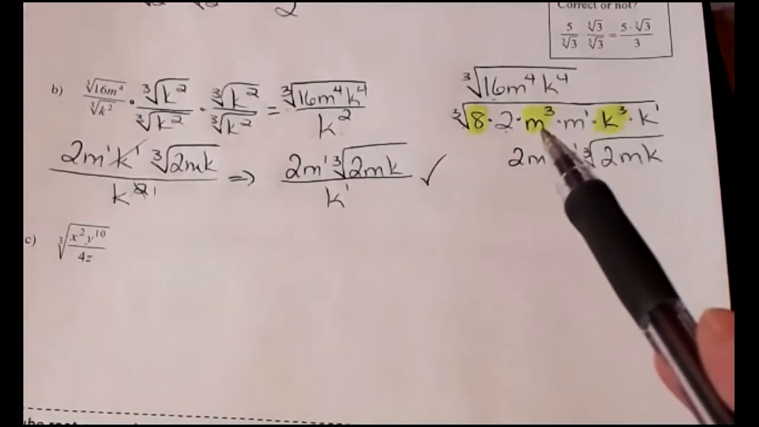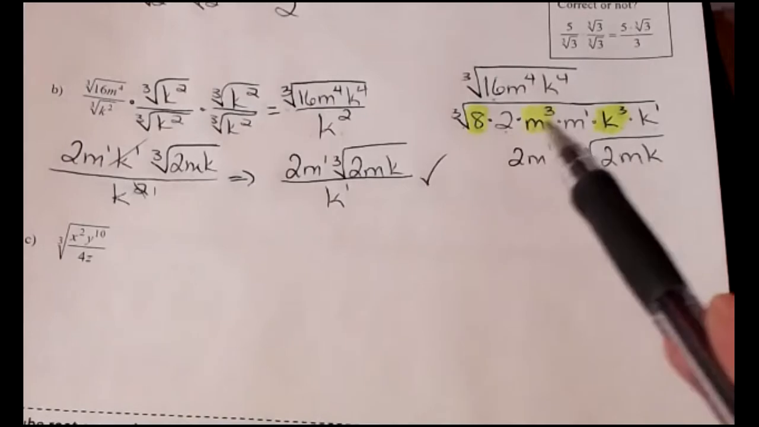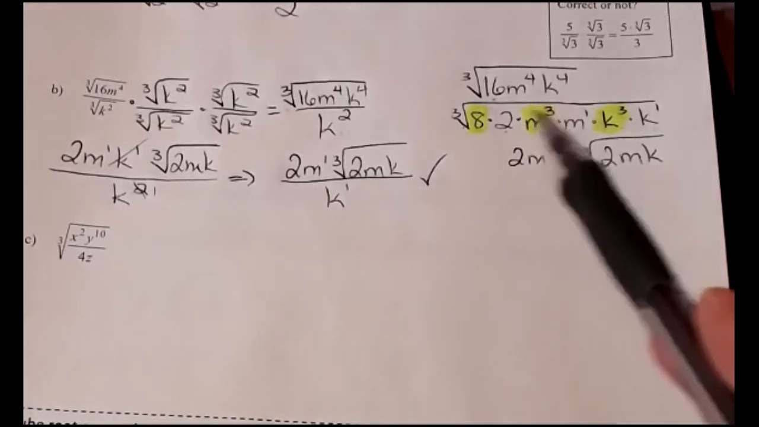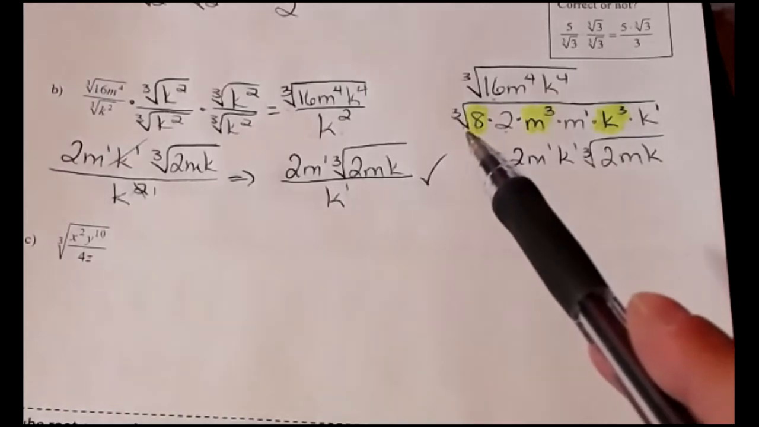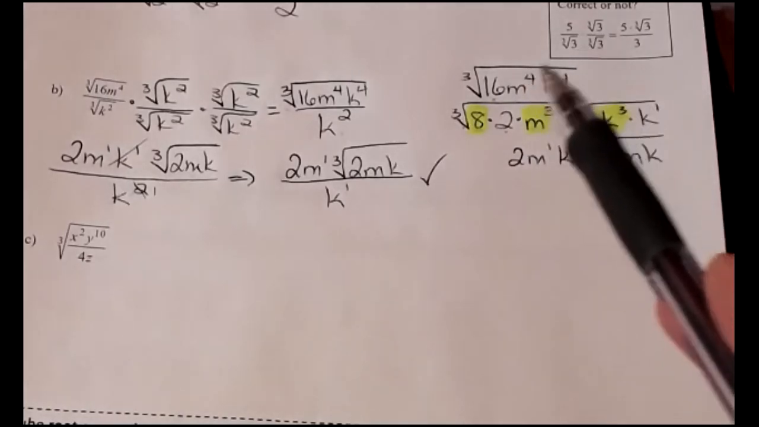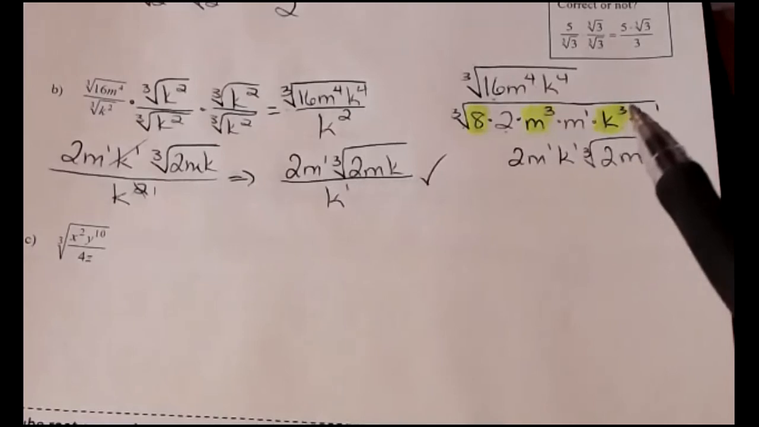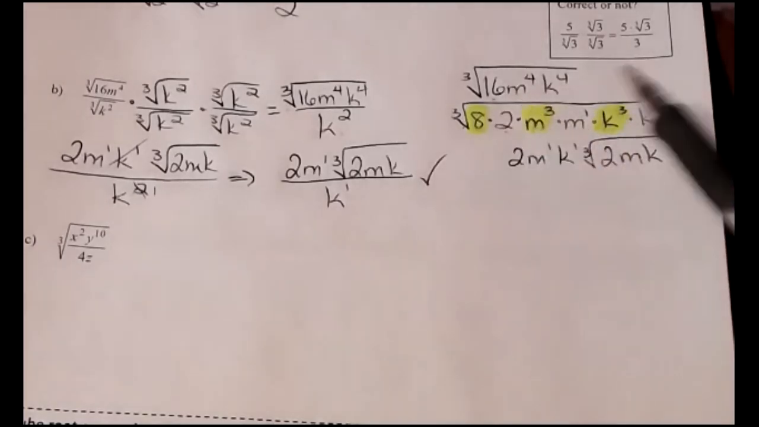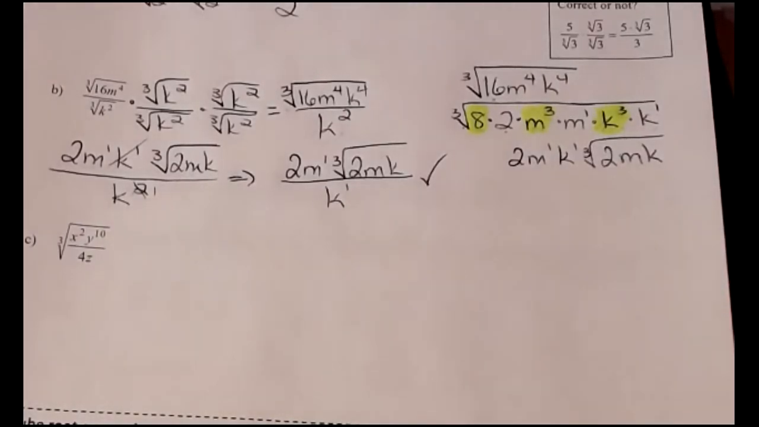Remember, what we're looking for are perfect triples, perfect cubes. M to the third can be evaluated under the cube root. That's the same way with k to the fourth. We break it down, k to the third times k to the first. We're looking for perfect cubes. That's how we simplify it. Excellent question. So we're always looking to simplify. Very nice.